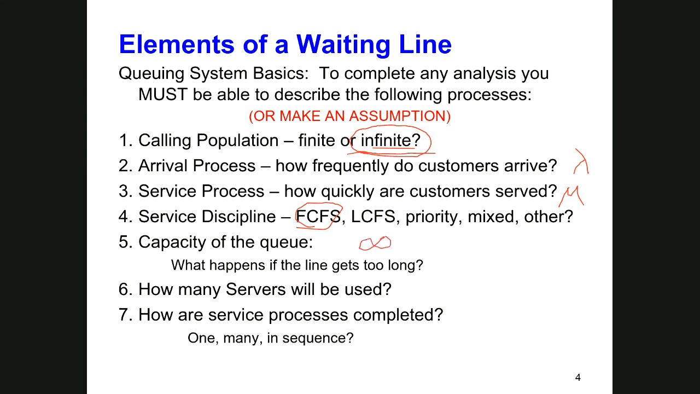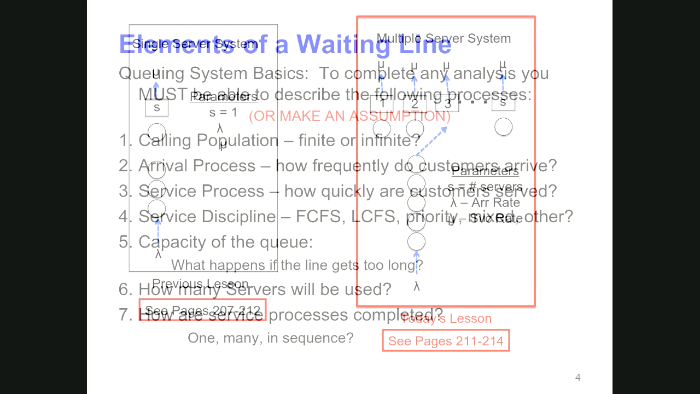And in this case, the servers that we're going to use is going to be the case where S, the number of servers, is not equal to 1. The number of servers in today's lesson is strictly going to be greater than 1. And then how many service processes are completed? There's only going to be one service that's going to be completed. So it's a very simple system, but very practical systems.